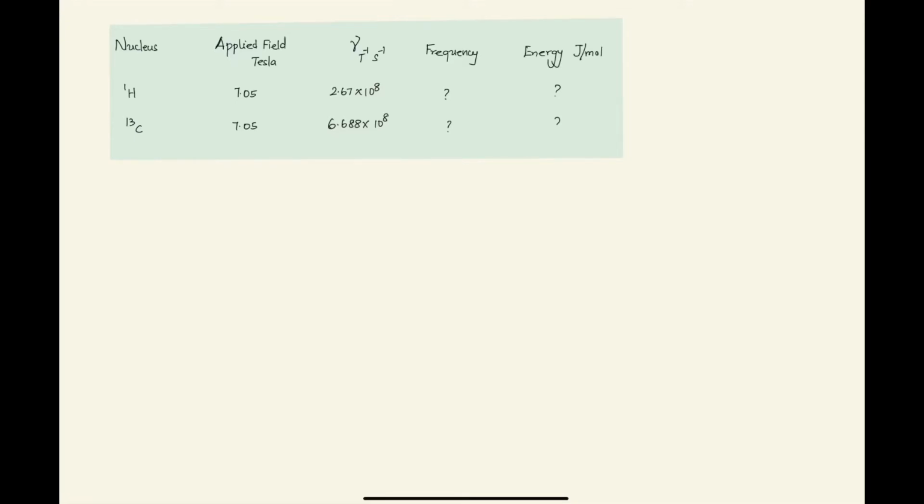Here is a problem where the applied field strength as well as the gyromagnetic constant for a particular nucleus has been given, and we have been asked to determine the frequency and the energy in joules per mole that it requires for it to flip from the alpha spin state to the beta spin state in an NMR experiment.